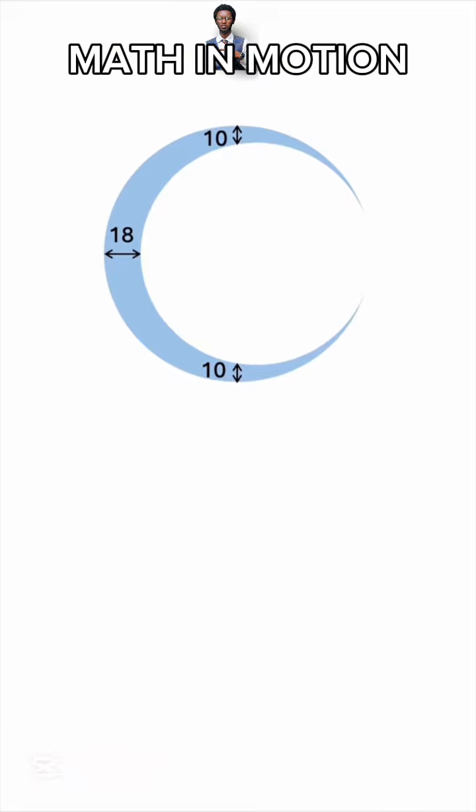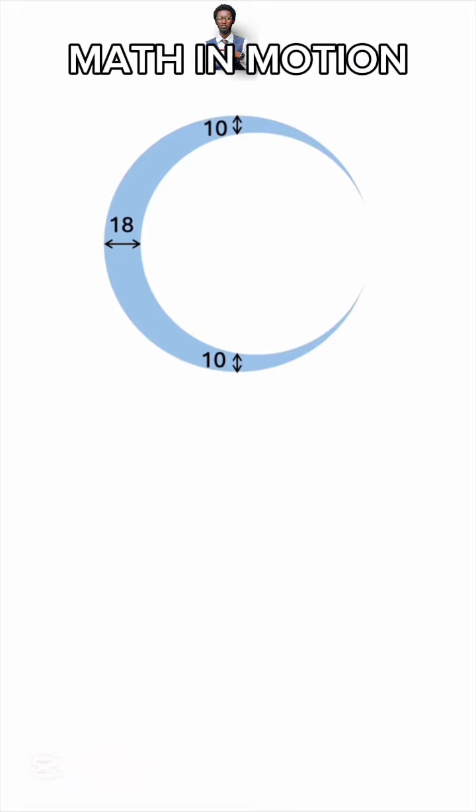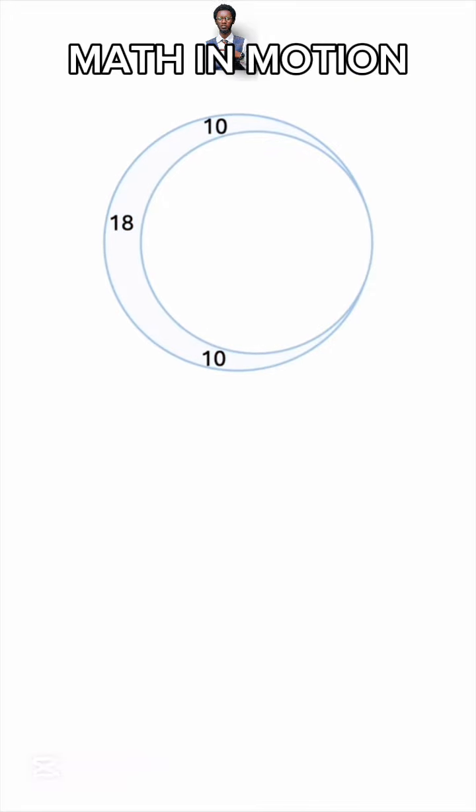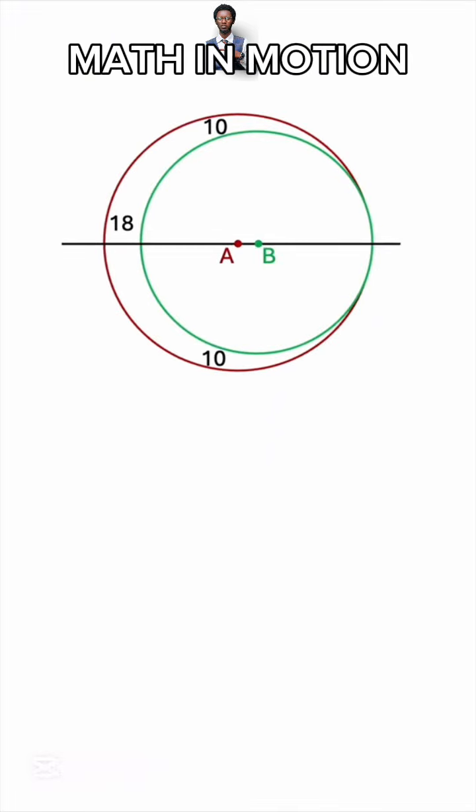We know that the horizontal gap is 18 units and the vertical gap is 10 units. Now, if we remove the shading, it becomes very clear that we have two interior tangent circles. So let's draw a horizontal line that goes through the two centers, and let's call them A and B. So A is the center of the large circle, and B is the center of the small circle.